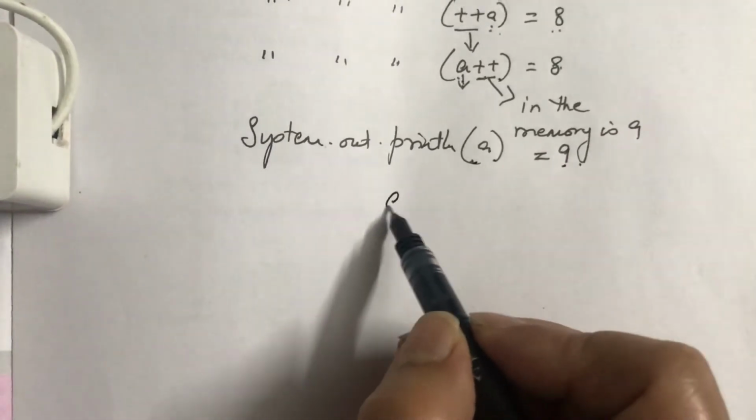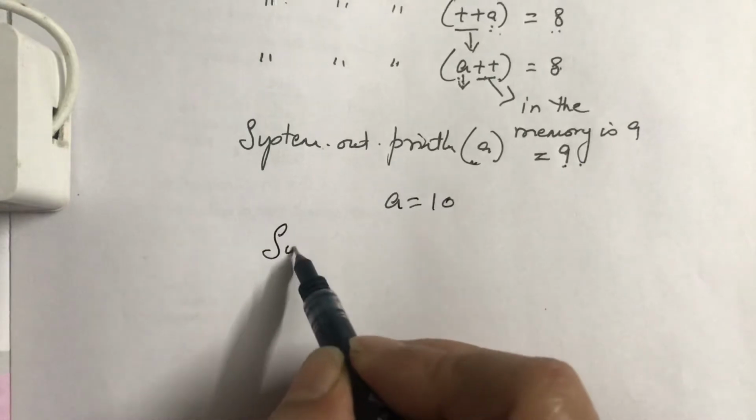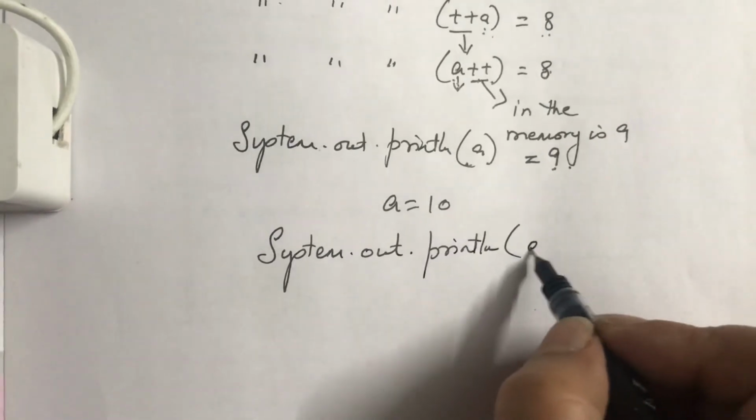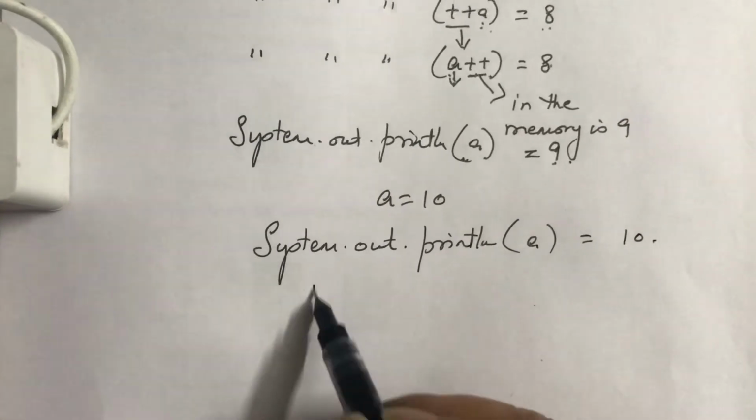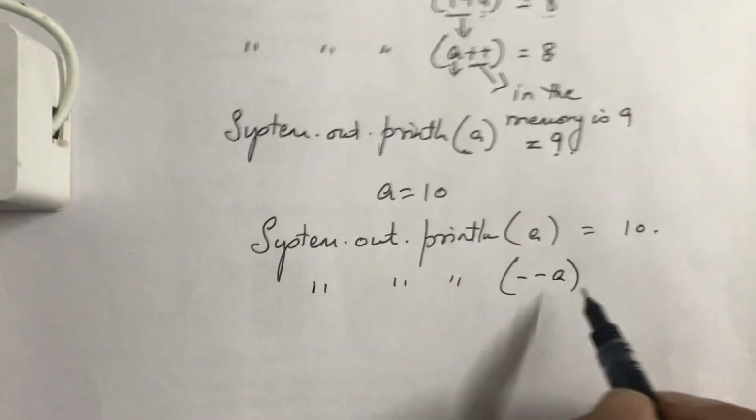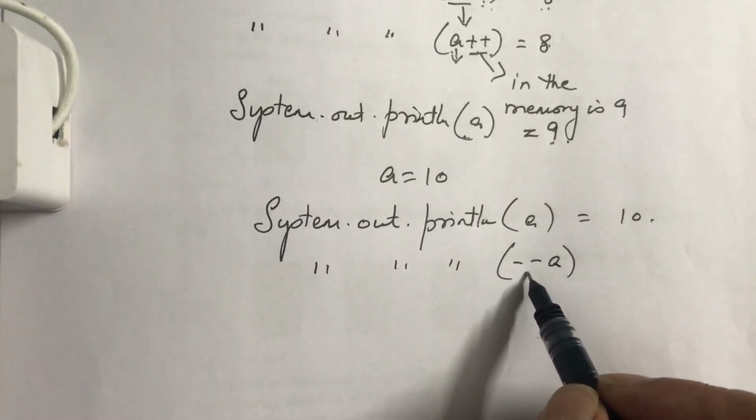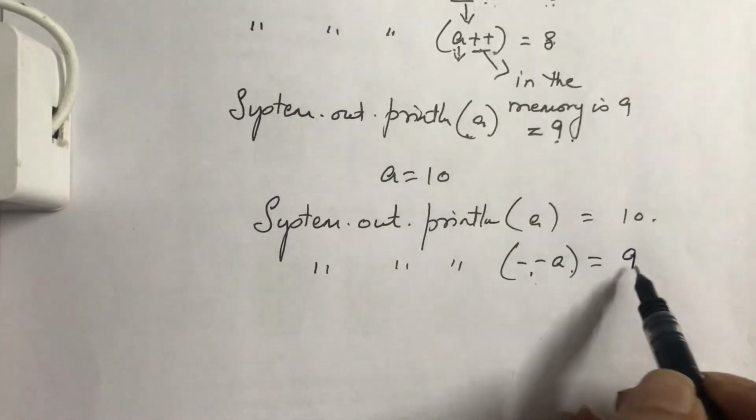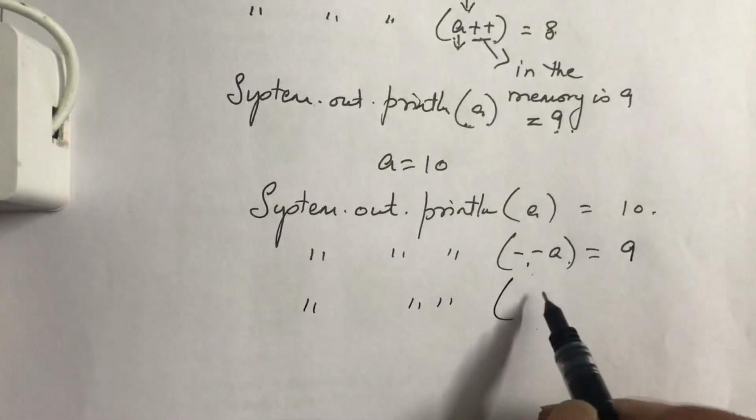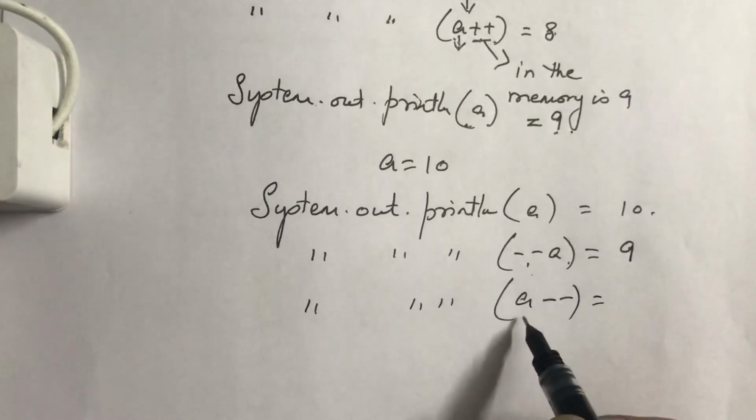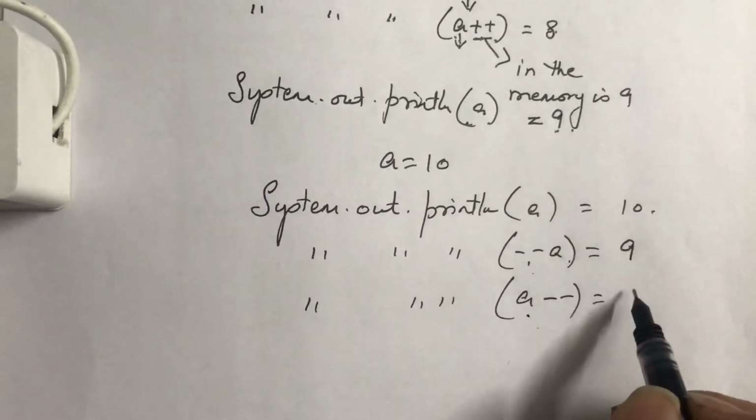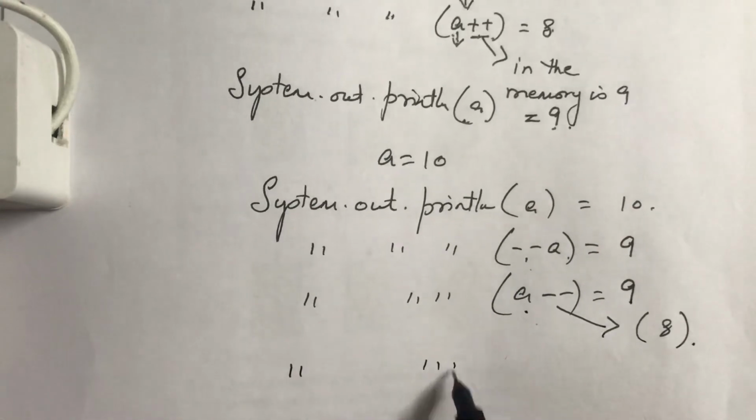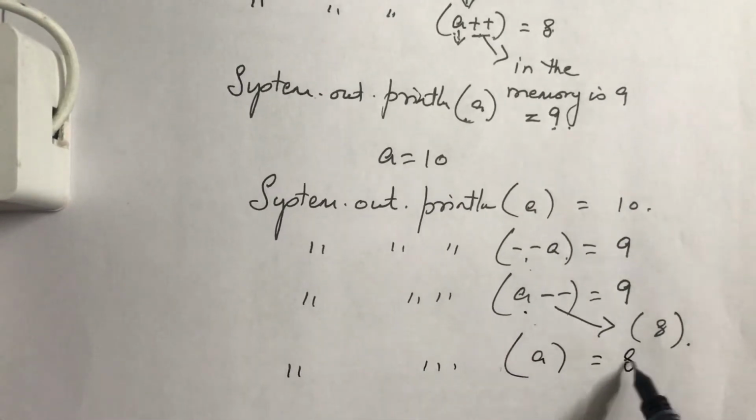The same is done with minus minus. Suppose I write a is equal to 10, and I write System.out.println a, so it's going to give me 10 on the screen. And if I write minus minus a, the rule is first you change it and then you use the value. So it is pre-decrement, so it will print 9 on the screen. And now if I write a minus minus, first you use the value. I want to print it, so it's going to print 9, and in the memory it's going to become 8. Now on the next line, if I simply write print a, it's going to print the value as 8.